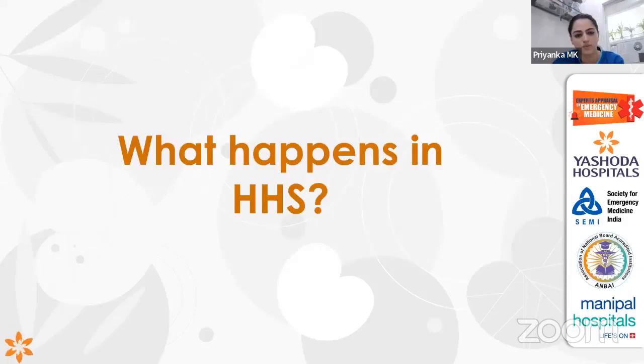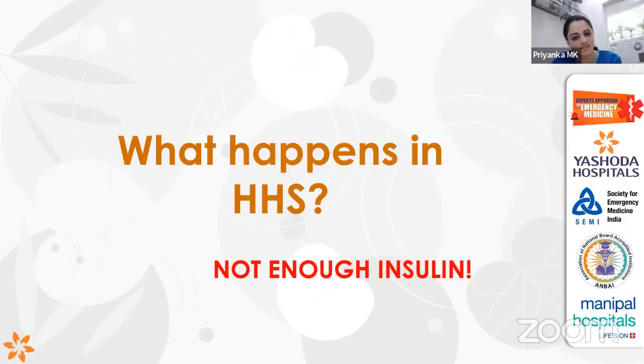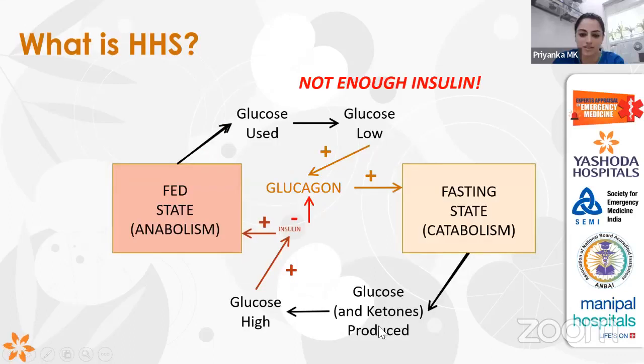What happens in HHS? There is insulin, but it is not enough insulin. Insulin is very little, and this insulin is enough to counter the ketones which are produced, but not to counter the glucose. So the glucose production doubles and triples, but ketonemia will not be present.